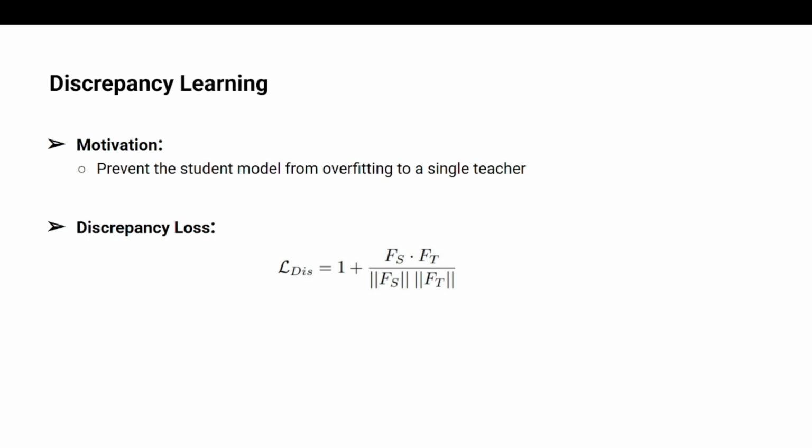About discrepancy learning, this is introduced to prevent the student model from overfitting to a single teacher, which can happen when learning from multiple teachers, SwinUnet and ResUnet, that provide different types of guidance.